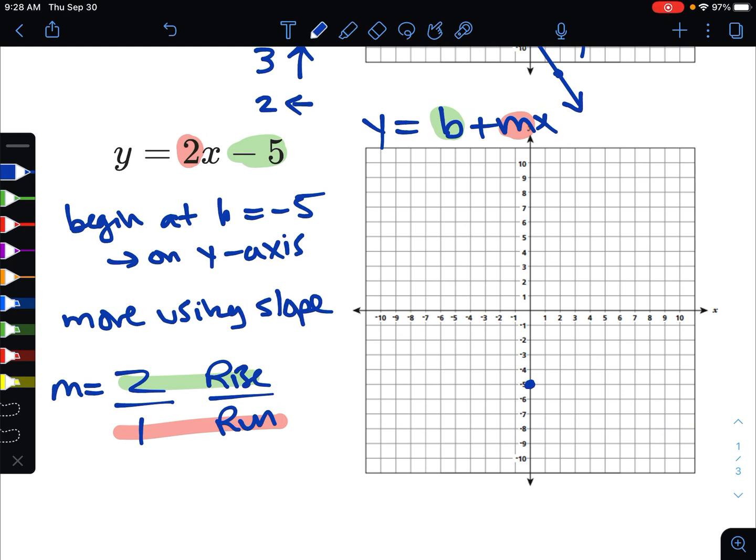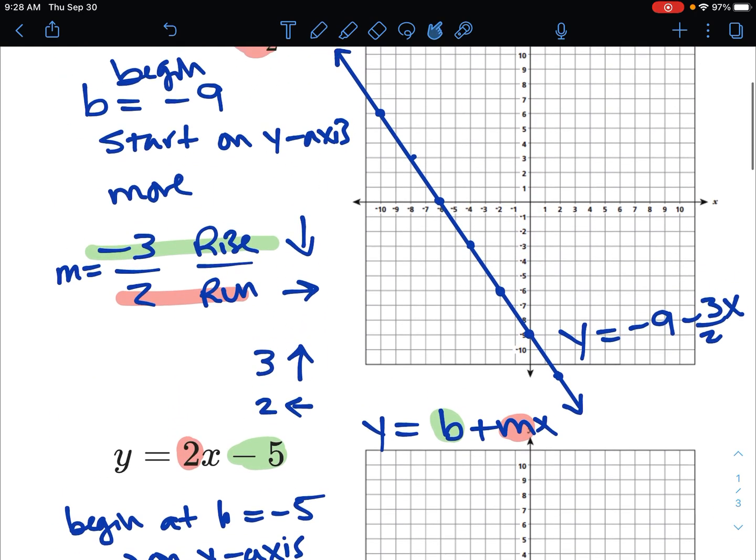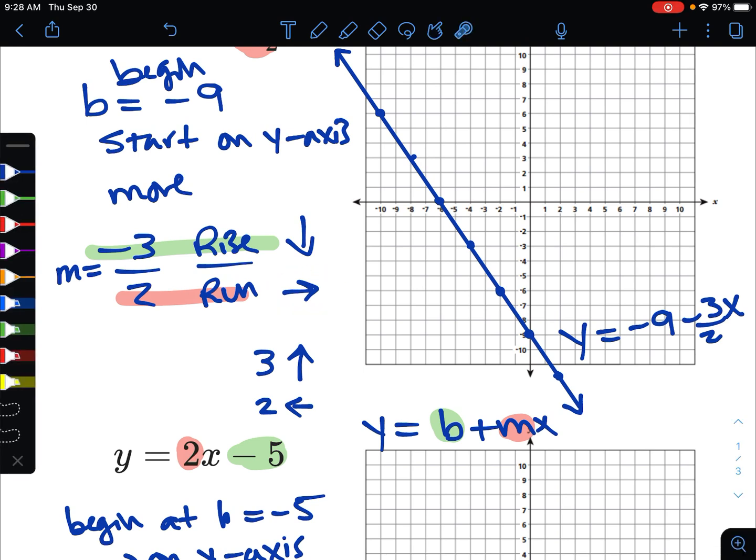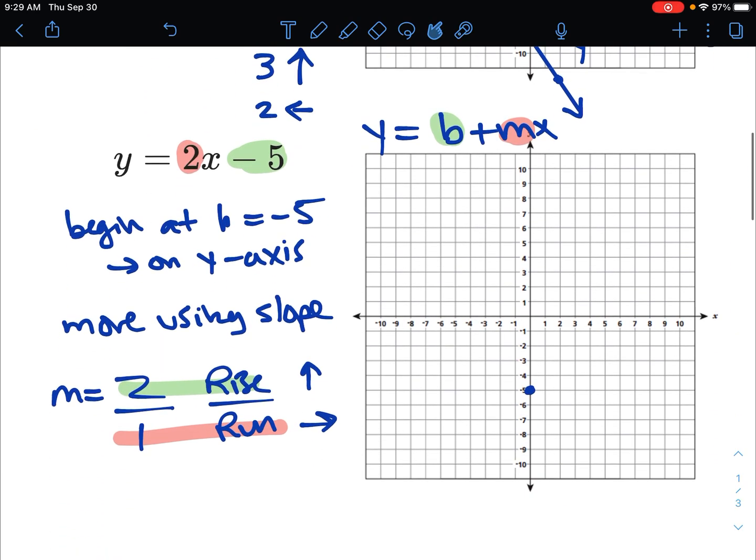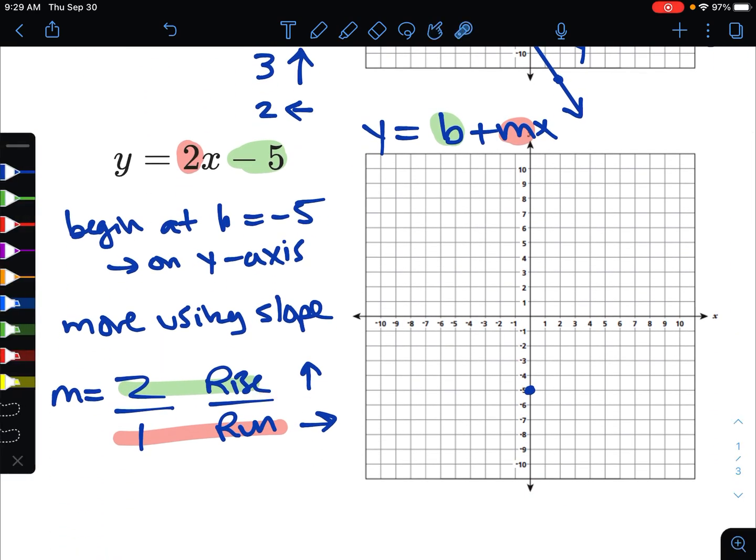So all positive numbers here, so we're going to go up for the rise this time, and it's always going to be right. The only time we go a run left is because we had to work backwards for the last example in order to make it fit, but usually the run will be going to the right. The rise just could be up or down. If it's negative, then it's going down. If it's a positive, then the rise is going up.